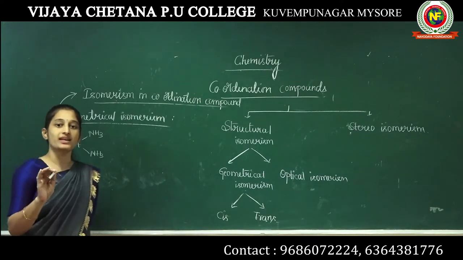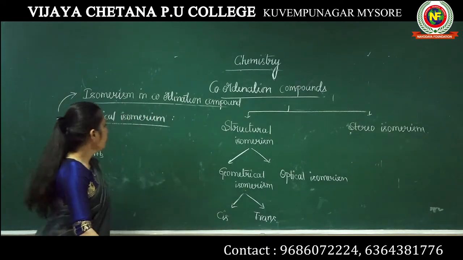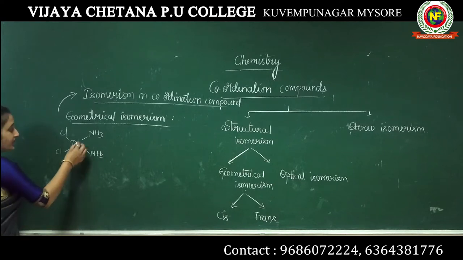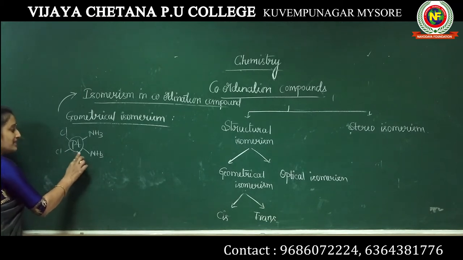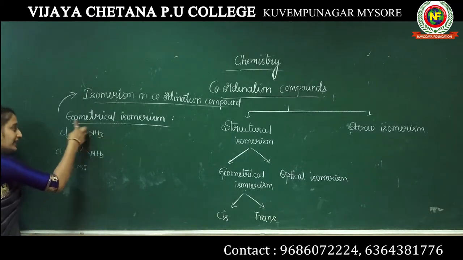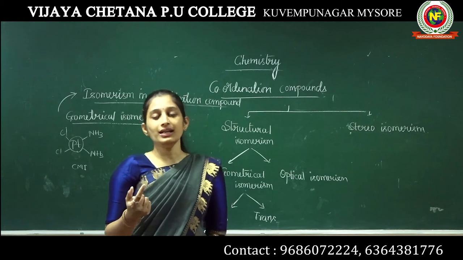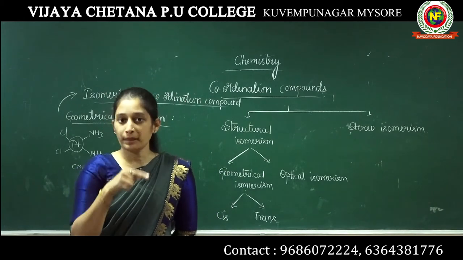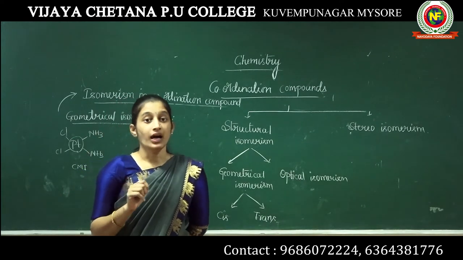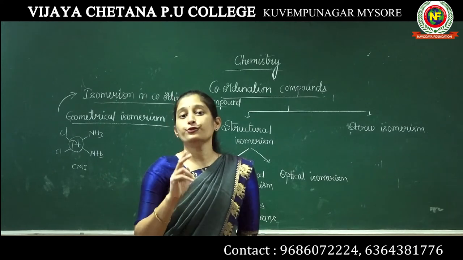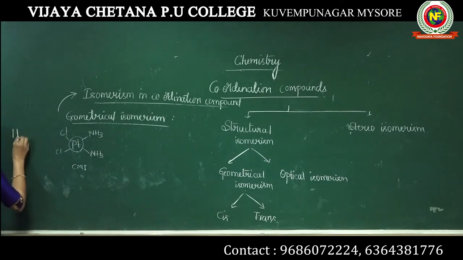I'm going to deal with a very precise example. See, geometrical isomerism, two types. The central metal atom is platinum. Around the platinum, two types of ligands are there: chloro and ammine. Platinum is nothing but the CMI, central metal ion. If more than one type of ligand is present, what type of complex is that? That is a heteroleptic complex.